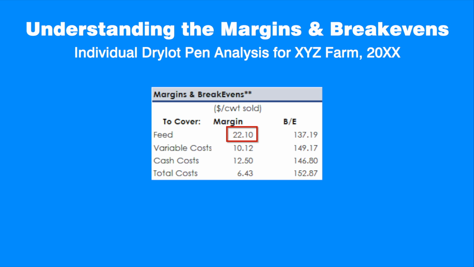The margin for feed cost is $22.10 and shows the returns after covering feed costs. In this example, the pen's margin for total cost is $6.43 per 100 pounds sold. It shows the amount earned after covering all total costs. In the example, a positive margin for the total costs indicates the pen was profitable in the reported period.